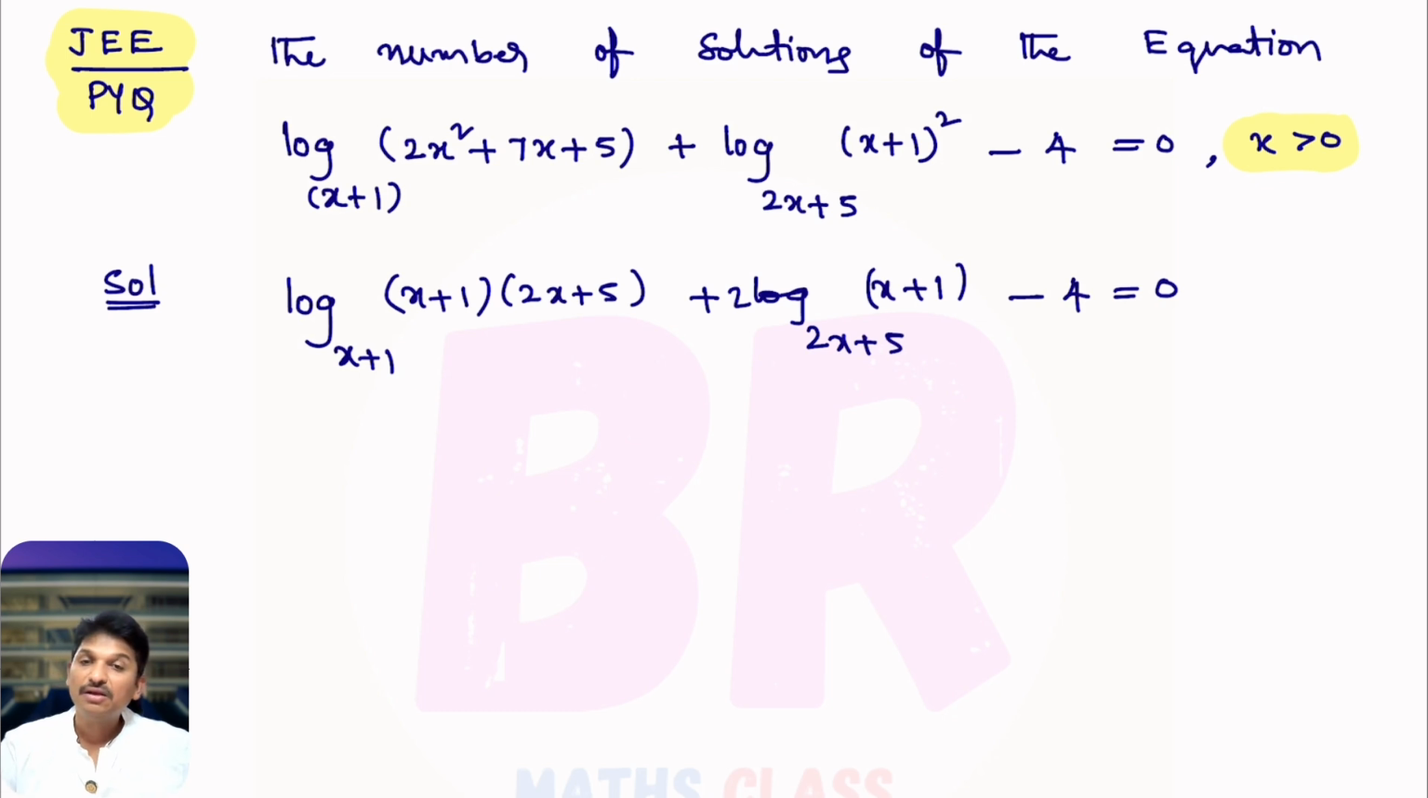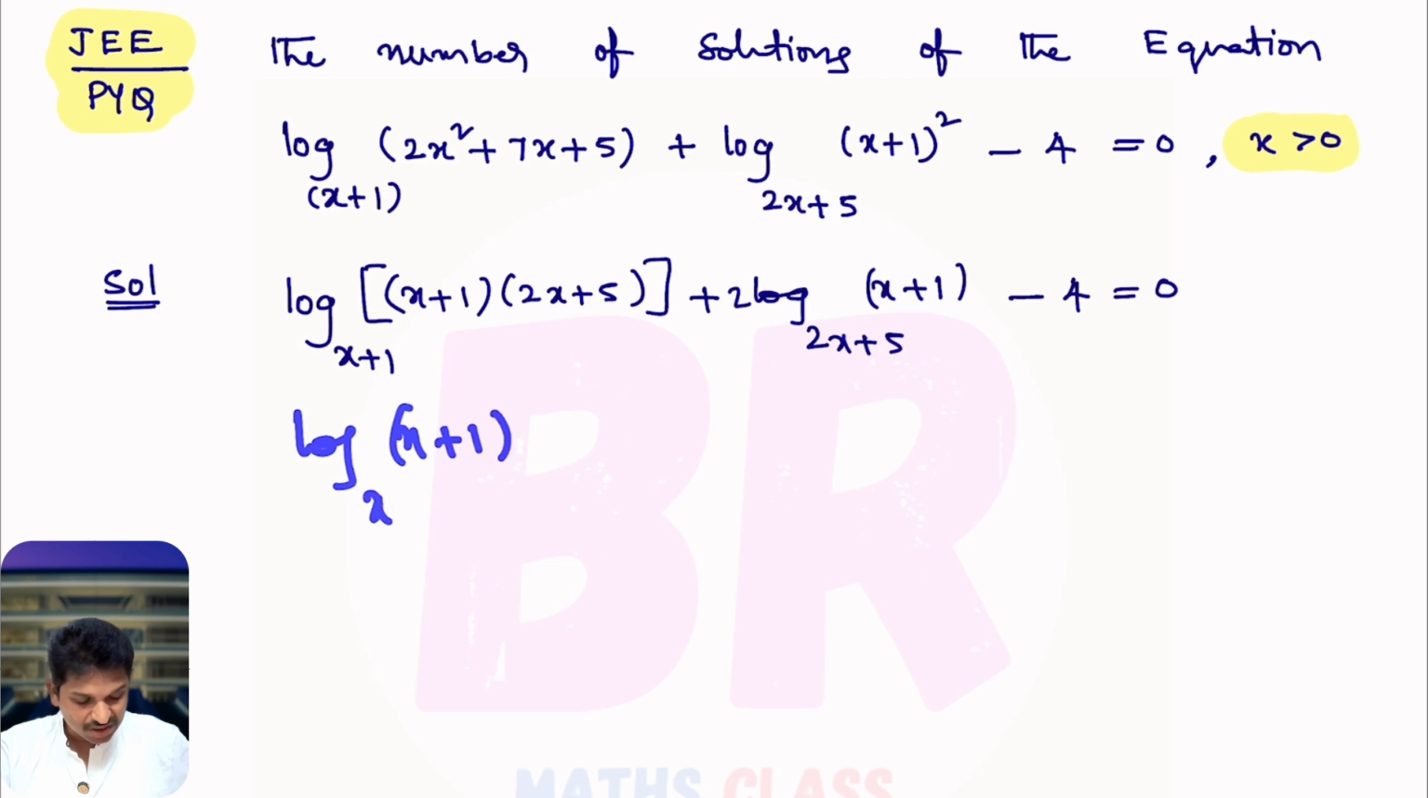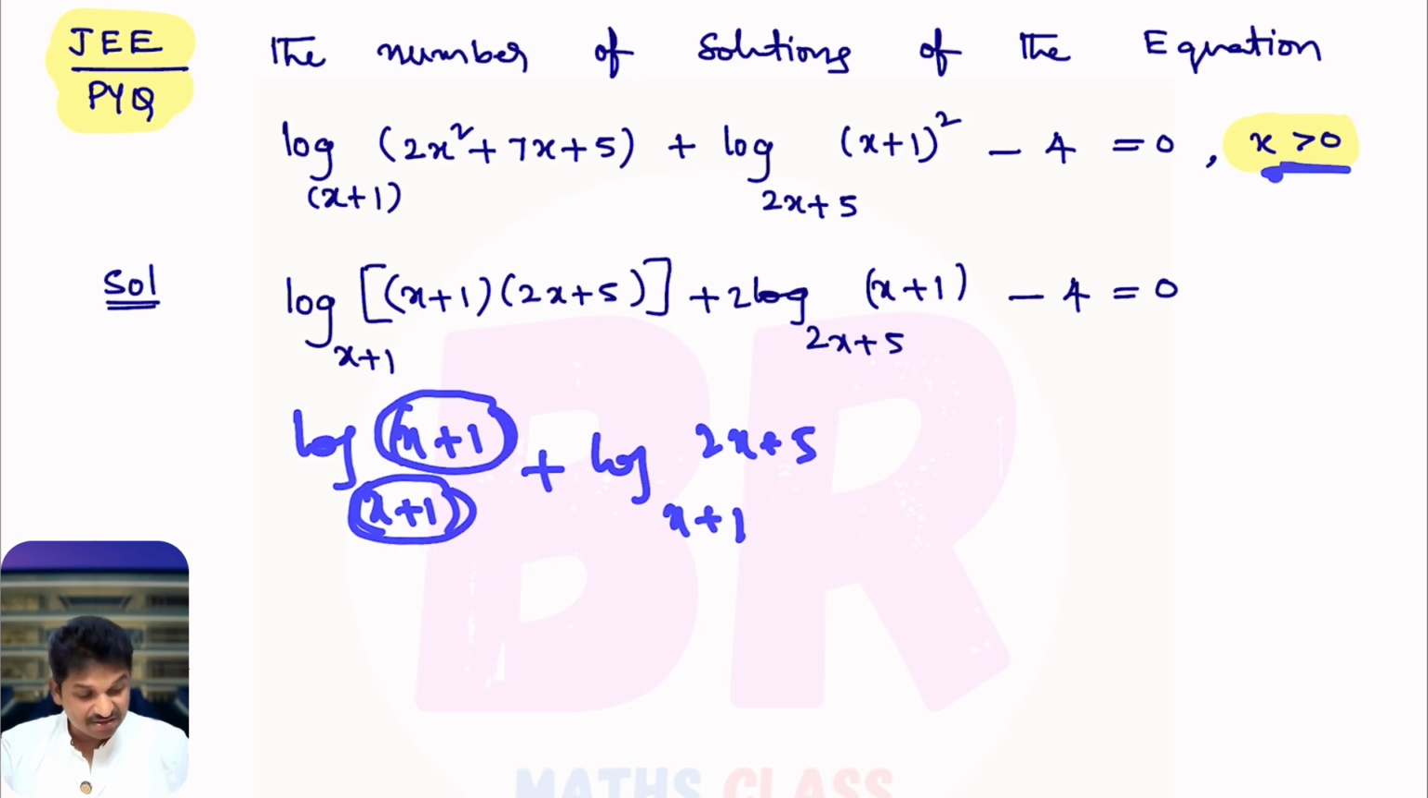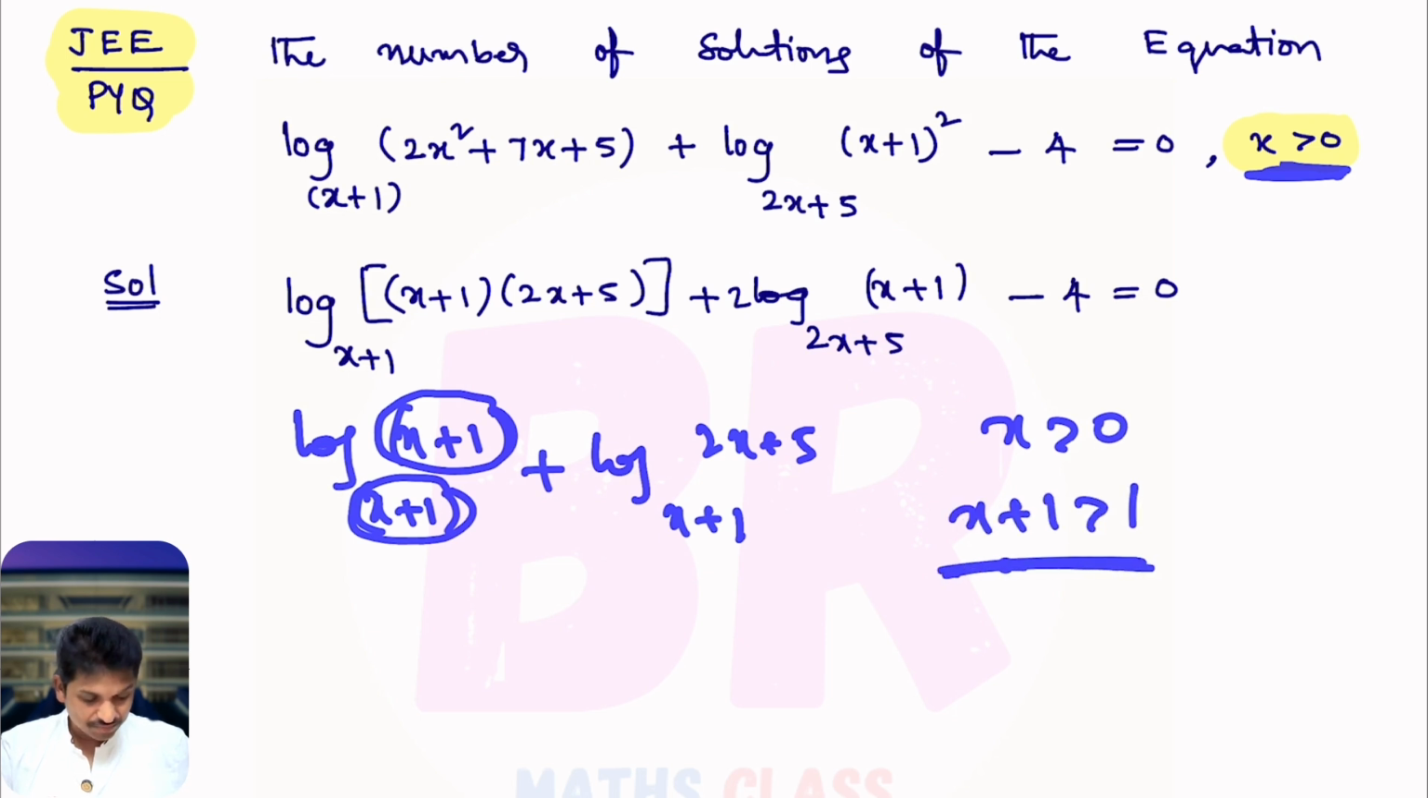Okay, this is like log mn. The log mn formula is log m plus log n. So this can be written as logarithm of x plus 1 base x plus 1 plus logarithm of 2x plus 5 base x plus 1. In the question they have given x is greater than 0. If x is greater than 0, x plus 1 is greater than 1. So this is a positive number only, and this is defined.